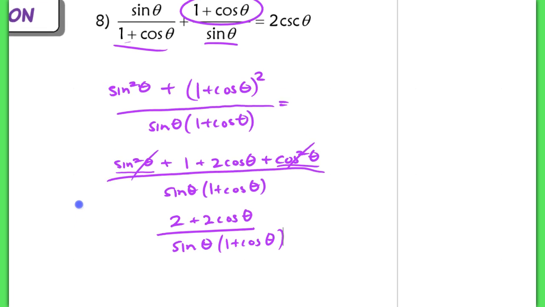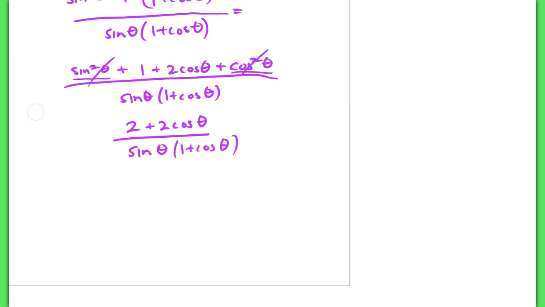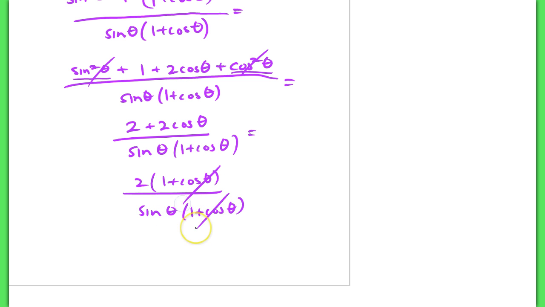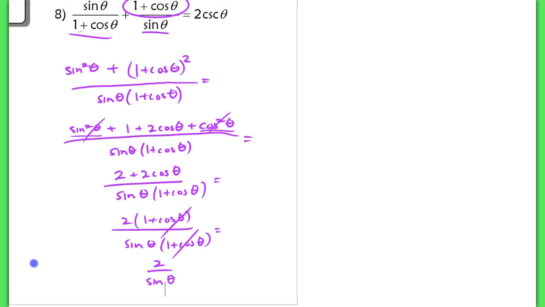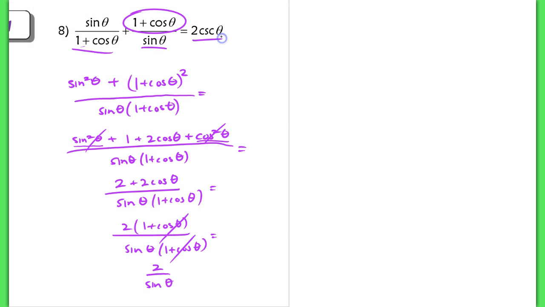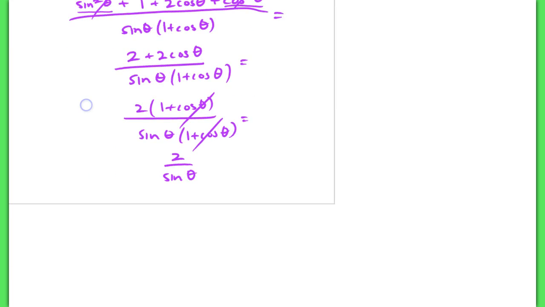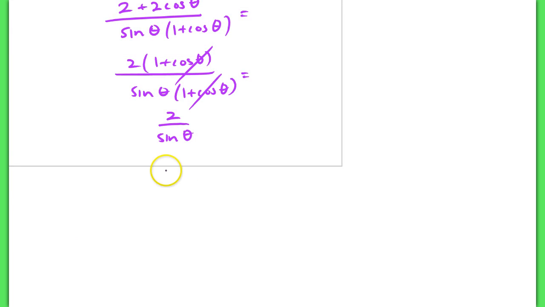Now in the numerator, I realize that I can factor out a 2 here. So let's write all this in here. I could factor out a 2 here and write that as 1 plus cosine theta. And that would be very convenient because then I can cancel out that factor, 1 plus cosine theta. So now I'm left with 2 over the sine of theta, and I am trying to show that this is equivalent to 2 times the cosecant of theta. So now I will write this without that fraction here as 2 times the cosecant of theta, because I have 1 over sine theta, right? So now I have shown that both sides are in fact the same, and I verified our final trig identity.